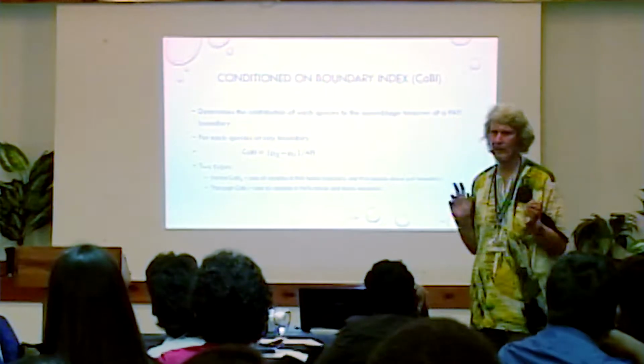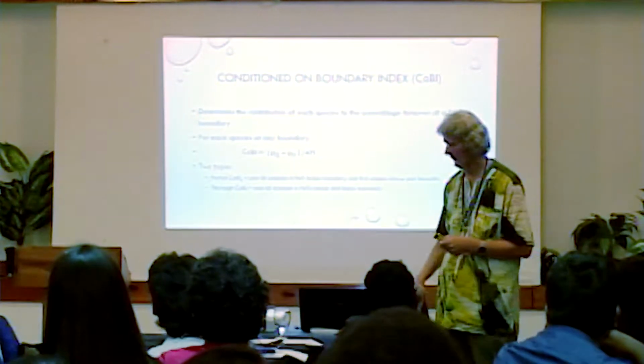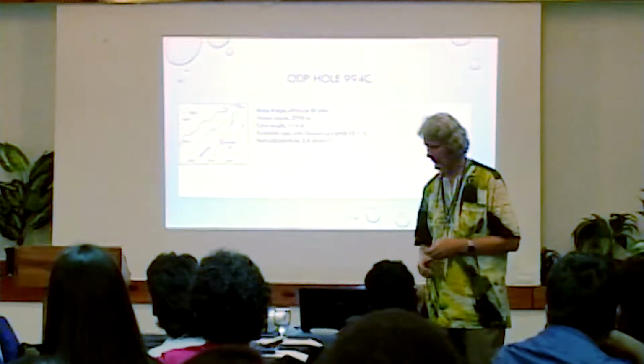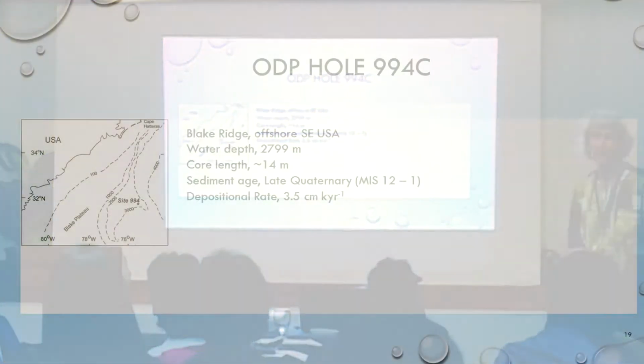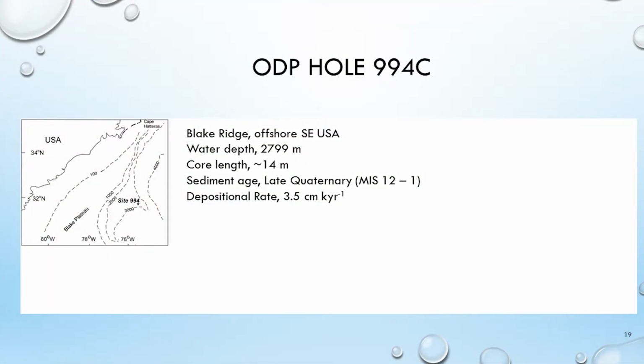Well, I'm not going to. I'm going to concentrate on the assemblage turnover index here. So let me give you an example, put it into practice. This is ODP site 994C, which is off South Carolina. It's on a place called Blake Plateau. Water depth is nearly 3,000 meters.